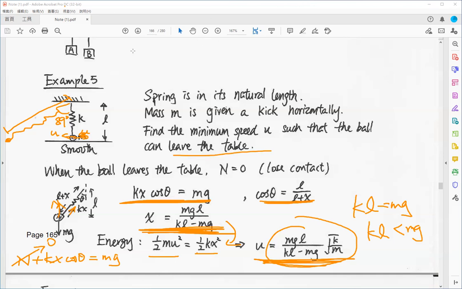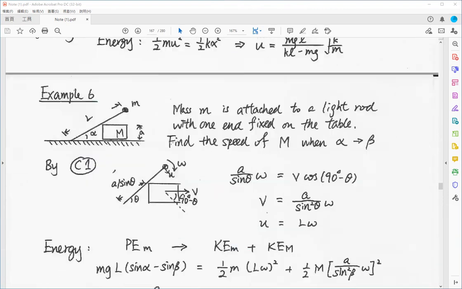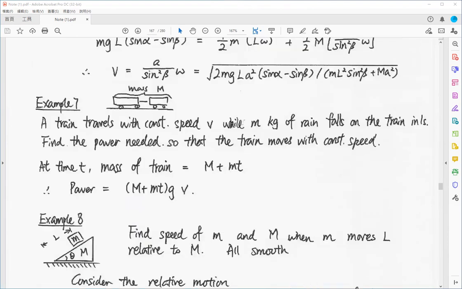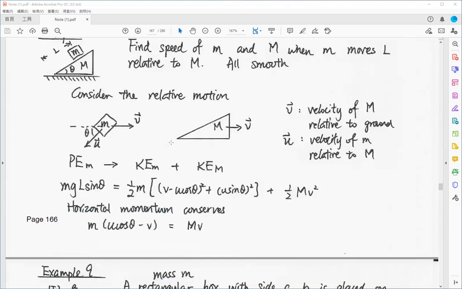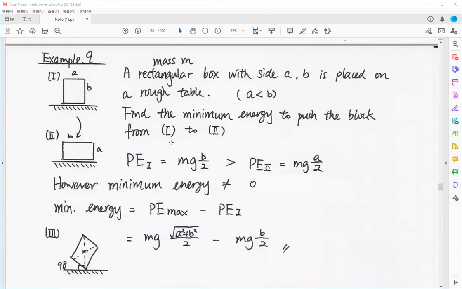Okay, then let's move on. So this is a very strange example, I know, because I just made it by myself. Then let's have a look at this one, example 9. Rectangle blocks with sides a and b are placed on a rough table. Find the minimum energy to push the block from position 1 to 2.